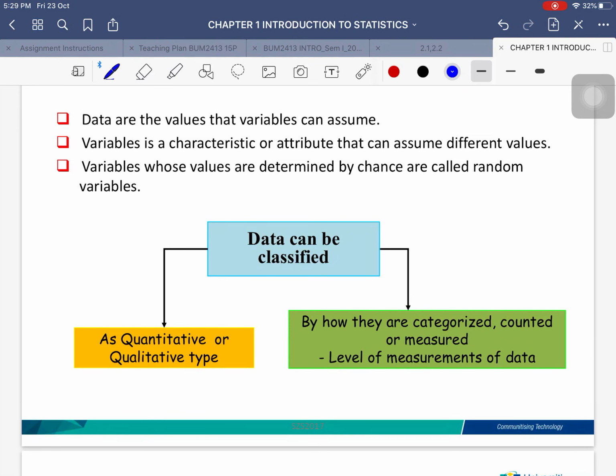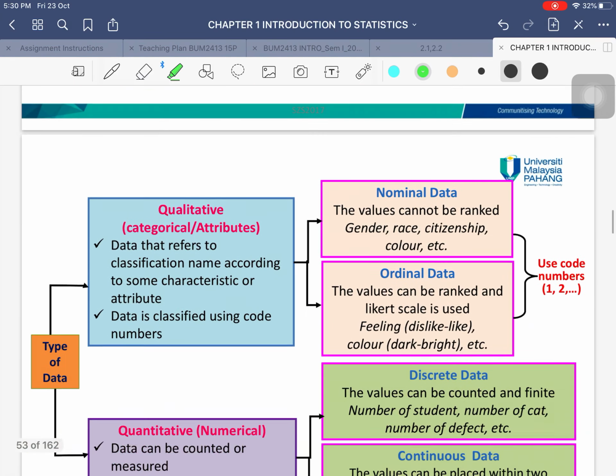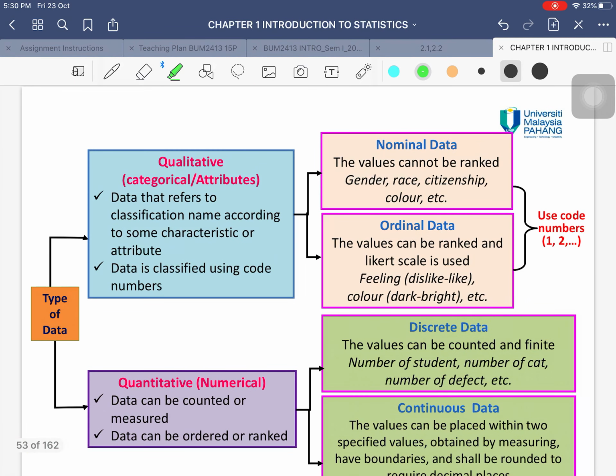Okay, so data can be classified as being quantitative or qualitative. Remember in your assignment, you are supposed to find a quantitative variable. So this is what we want. Now we're going to have a look at what is different about quantitative and qualitative. And then you can also classify them according to their level of measurement.